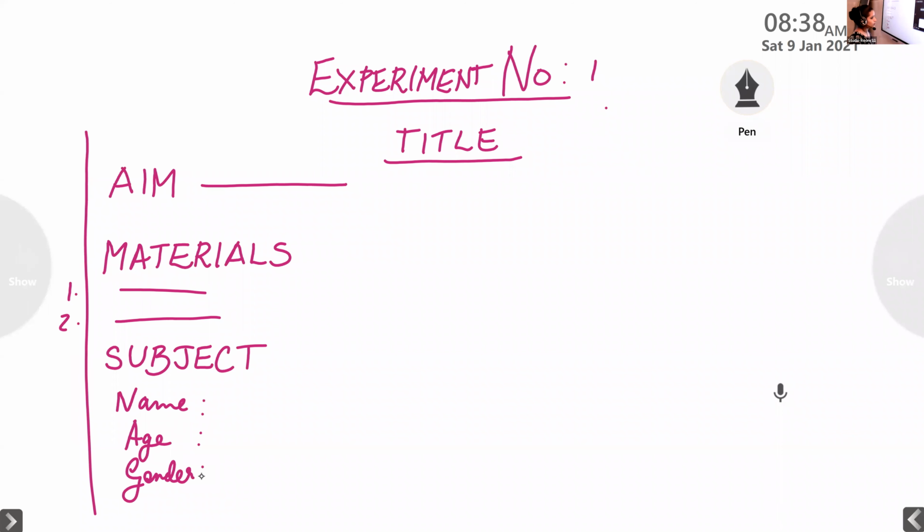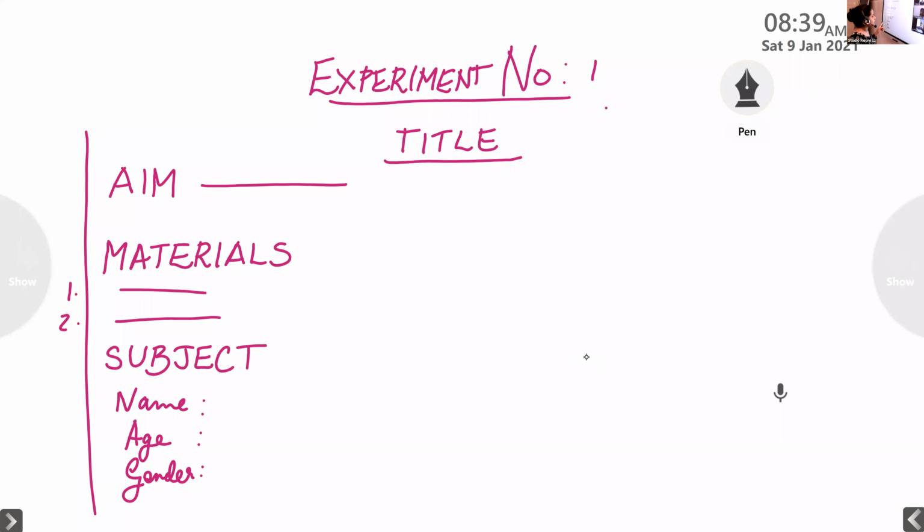See, theory classes are over. We'll start with the practicals. A few of the classes will be regarding the basics of the practicals. This is the basic format in which we have to write in the record. The practicals that we do, we have to record with the recordings or the score that we get. We have to write down the whole experiment or the test. So this is the basic format. Please write down.